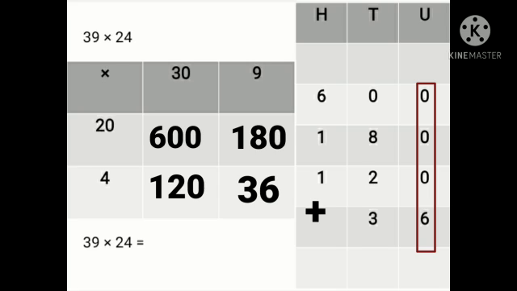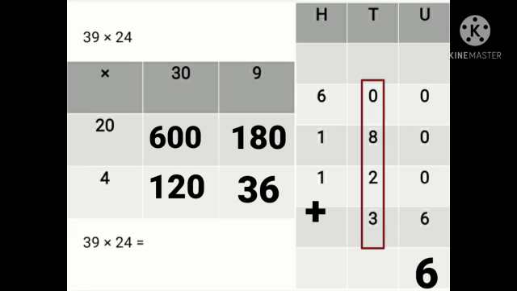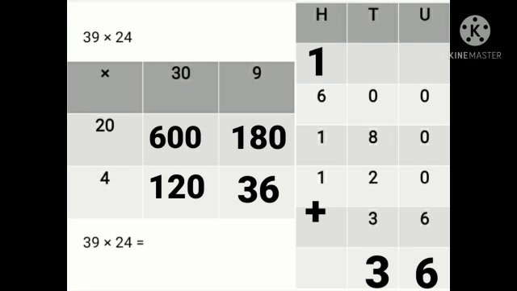from the units. 0 plus 0 plus 0 plus 6 will give you 6. 0 plus 8 plus 2 plus 3 will give you 13. 1 we will carry over in hundred place. 3 we will write in tens place. Now 1 plus 6 plus 1 plus 1 will give you 9. Therefore 39 multiplied by 24, the answer is 936.